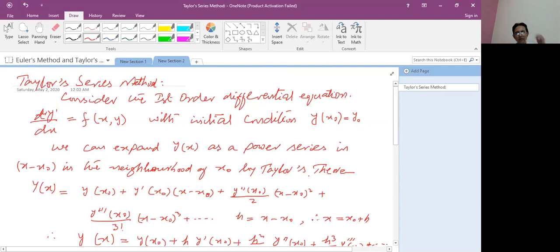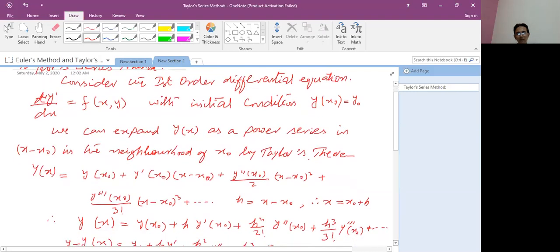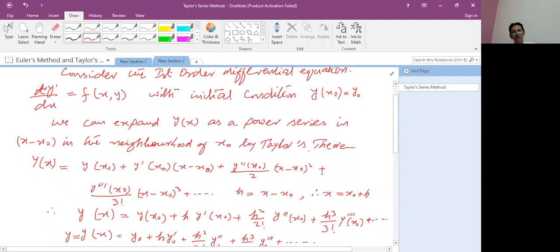So we can expand y of x as a power series in x minus x naught in the neighborhood of x naught by Taylor's theorem. So we are applying Taylor's theorem here, student. Taylor's theorem says that y of x is equal to y of x naught plus y prime of x naught into (x minus x naught), plus y double prime of x naught divided by 2 factorial times (x minus x naught) whole square, plus y triple prime of x naught divided by 3 factorial times (x minus x naught) whole cube, and so on. So student, what is x minus x naught? It represents h, the size of a class interval. So x is equal to x naught plus h.